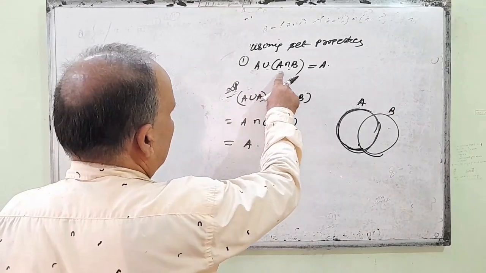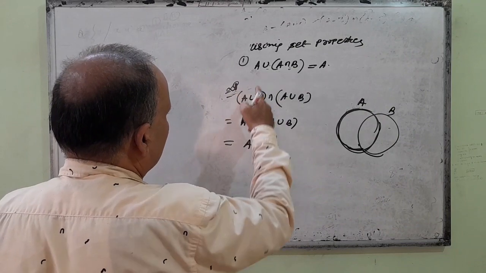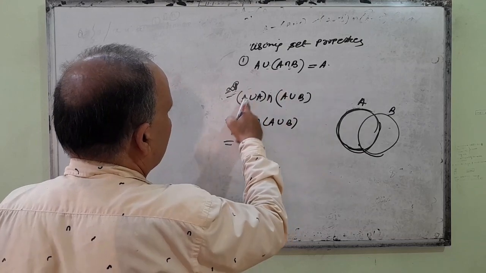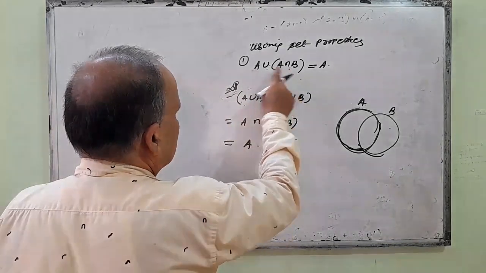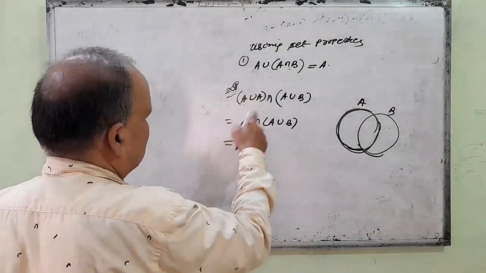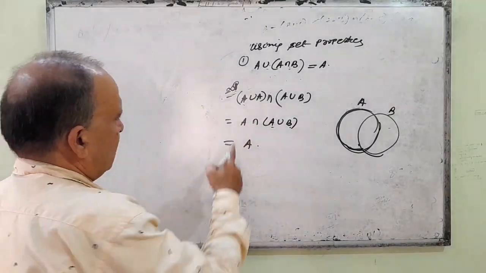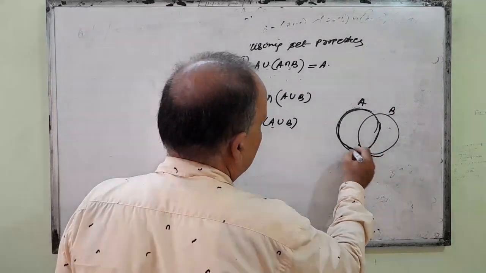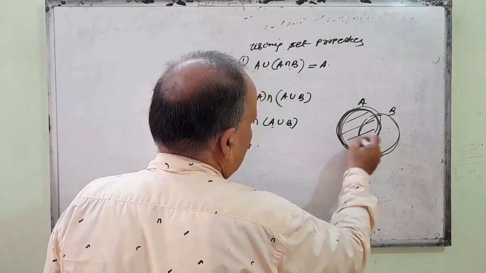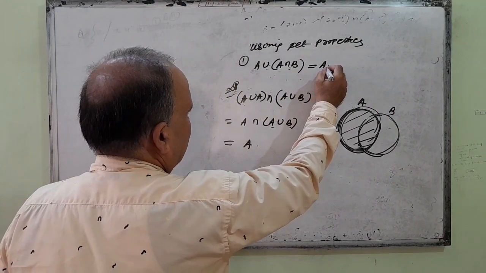First part: A union (A intersection B) is equal to A. You can write A as A union A, because union is idempotent. By the distributive law, A union (A intersection B) is (A union A) intersection (A union B). A union A is equal to A, because union is idempotent. Then A intersection (A union B): this is A union B and this is A, which is common, so we can write A. So A union (A intersection B) is equal to A.